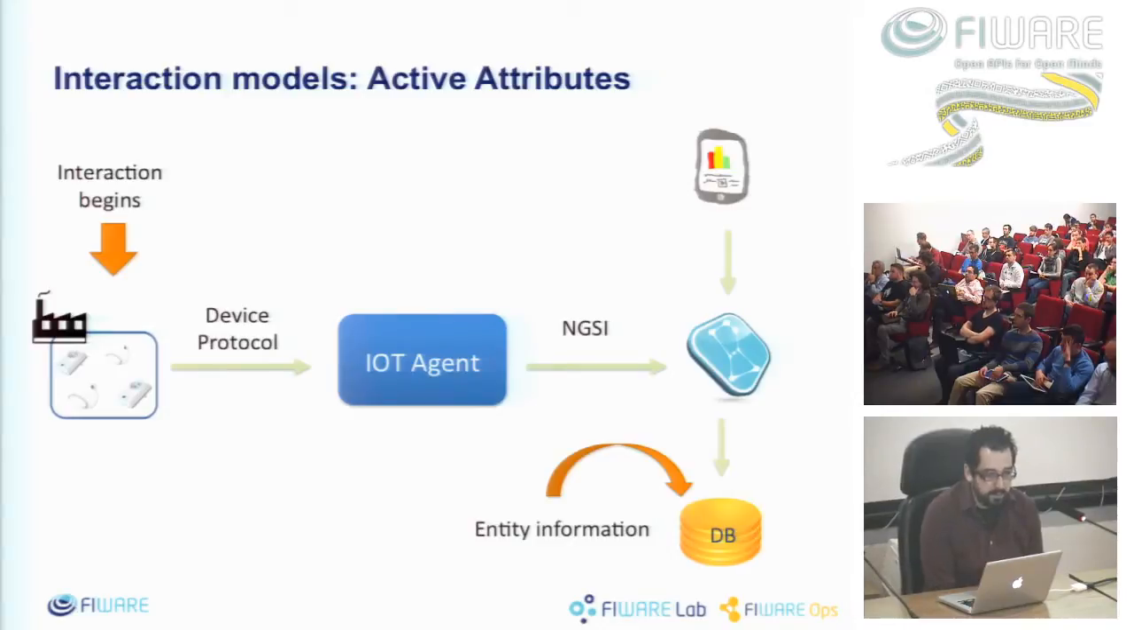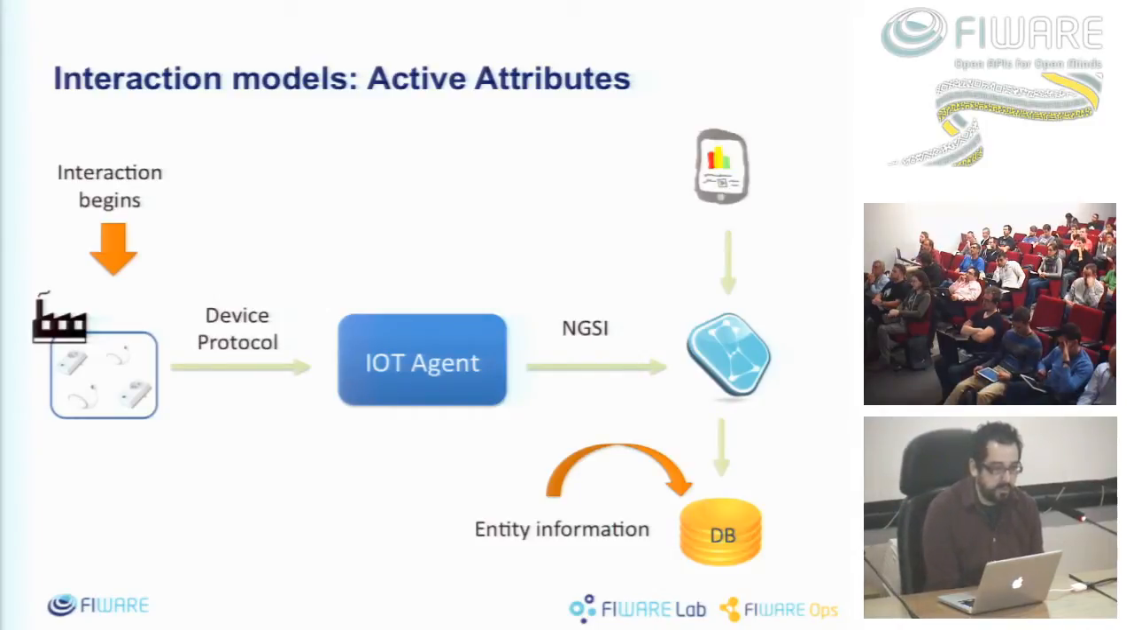That would be the case, for example, of a device that goes to sleep, and from time to time it wakes up and sends a piece of data to the IoT agent. In this case, the interaction follows the flow you are seeing in the slide. The device sends a piece of data to the IoT agent. The IoT agent, in turn, sends that piece of data to the context broker, and the context broker stores that piece of data in its own database.